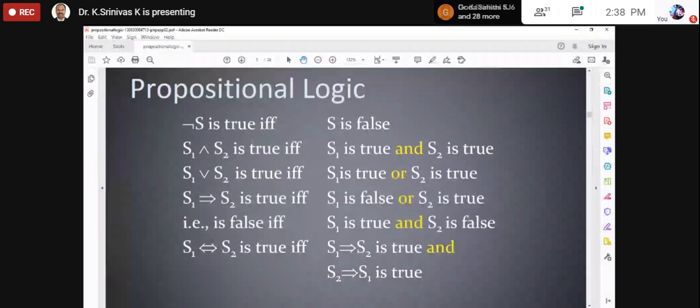S1 implies S2 is true if and only if S1 is false or S2 is true. We'll see that it's a peculiar example. And S1 bidirectionally S2, that is, S1 must be true and S2 must be true, and also S1 must be false or S2 must be true.